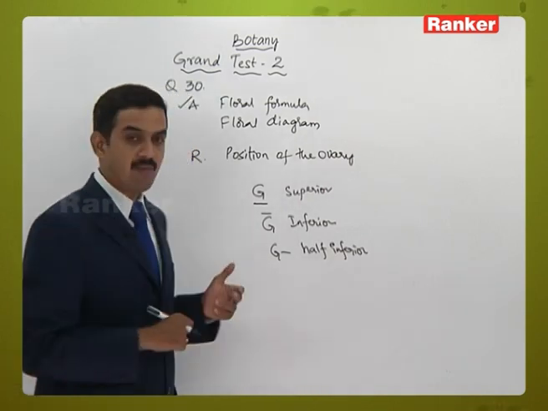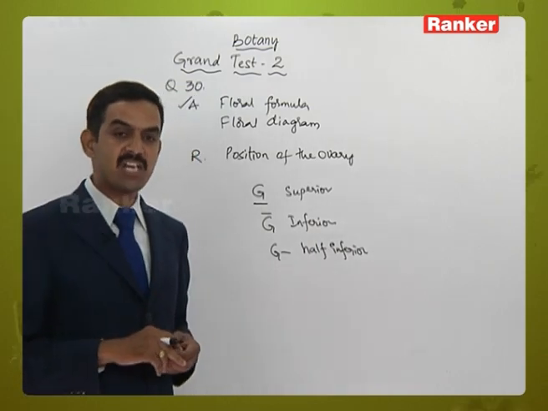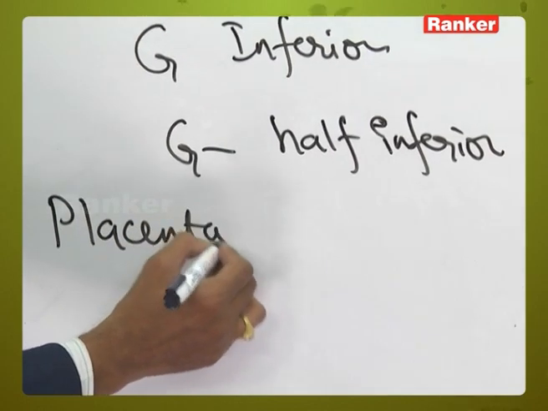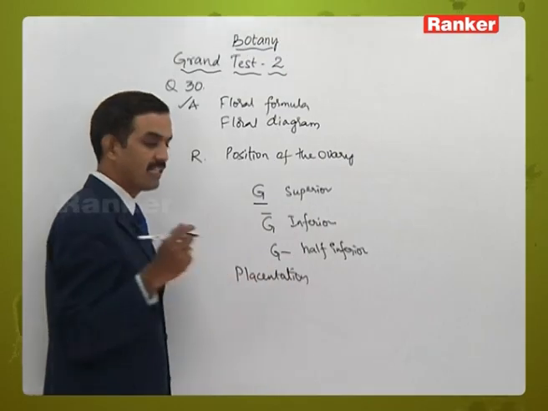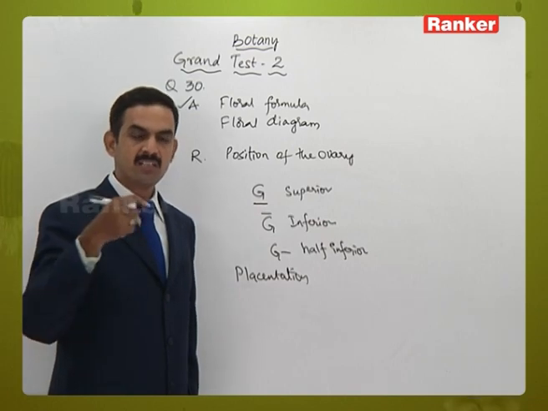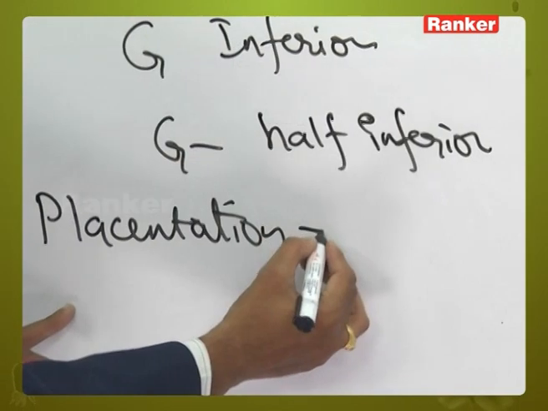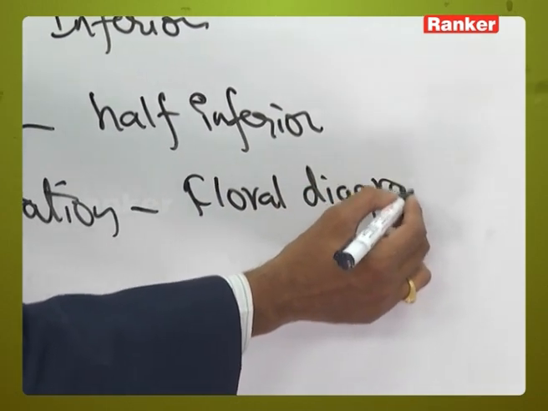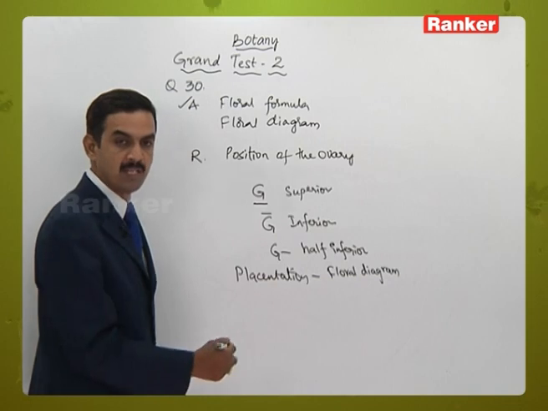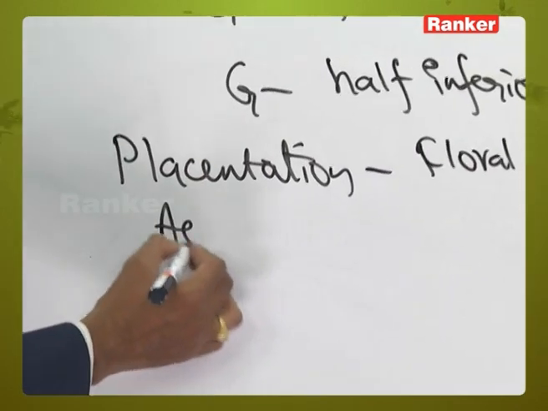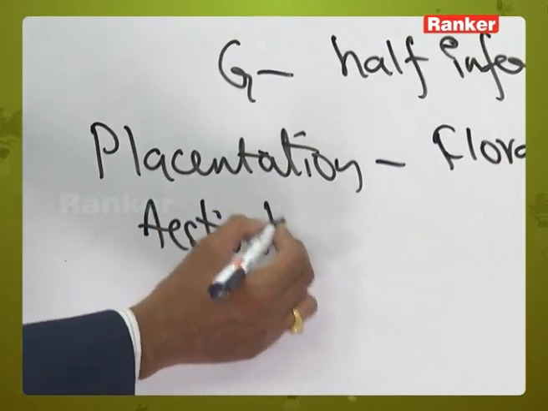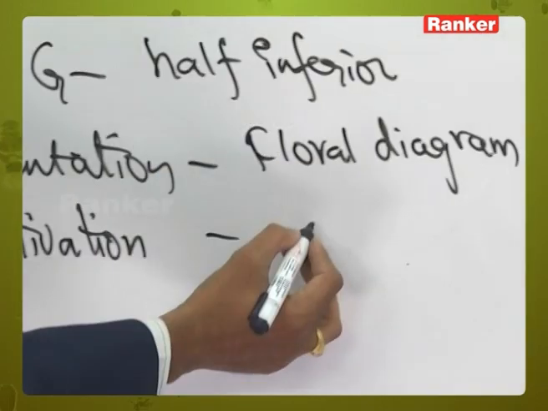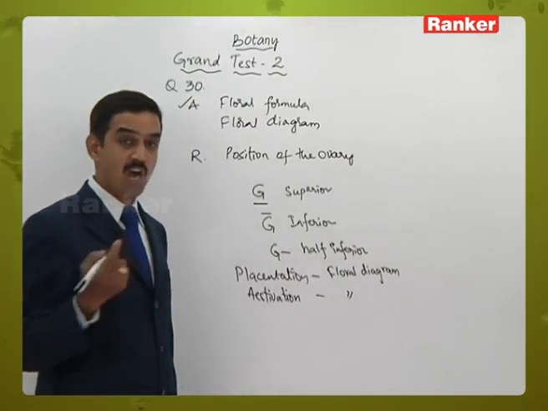Okay. Then one more character that has been given here, placentation and estivation, right? Placentation means the arrangement of ovules inside the ovary on the placenta. That is shown in the floral diagram, right? But not in the floral formula. We can't show that one in the floral formula. Then the other one is estivation. Estivation means the arrangement of floral parts when the flower is in the bud condition. So this is shown in the floral diagram but not in the floral formula.